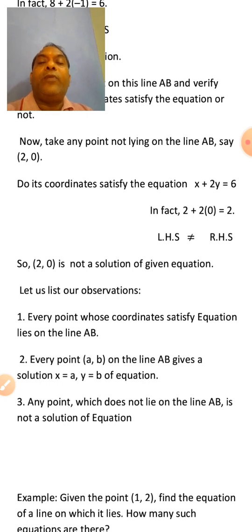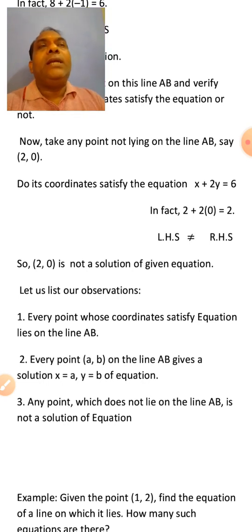Second, every point (a, b) on the line AB gives a solution x is equal to a, y is equal to b of the equation. Third, any point which does not lie on the line AB is not a solution of the equation. It means the point which lies on the line will be a solution of the equation. The point which does not lie on the line will not be a solution of the equation.